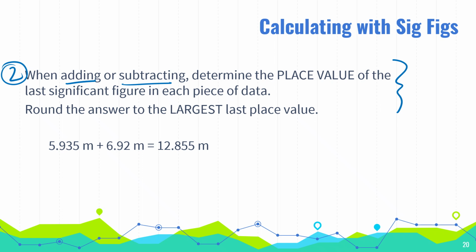When we add or subtract data, what we're going to do is figure out the place value of the last significant figure in each piece of data. And then we're going to round our final answer to the largest of those last place values.